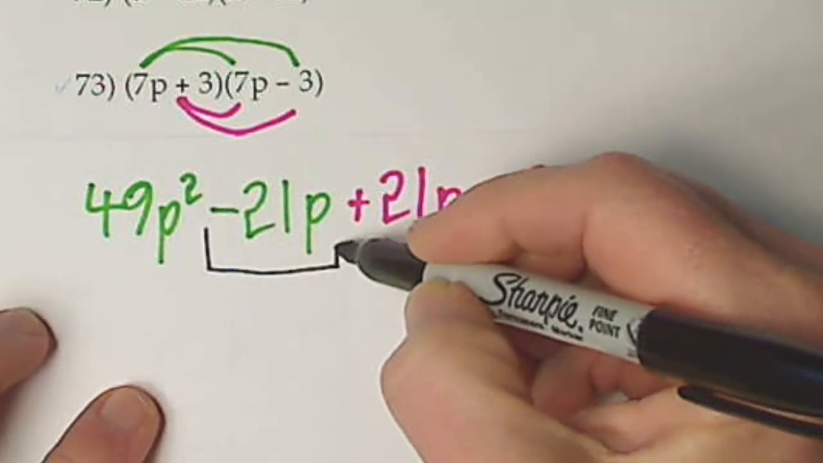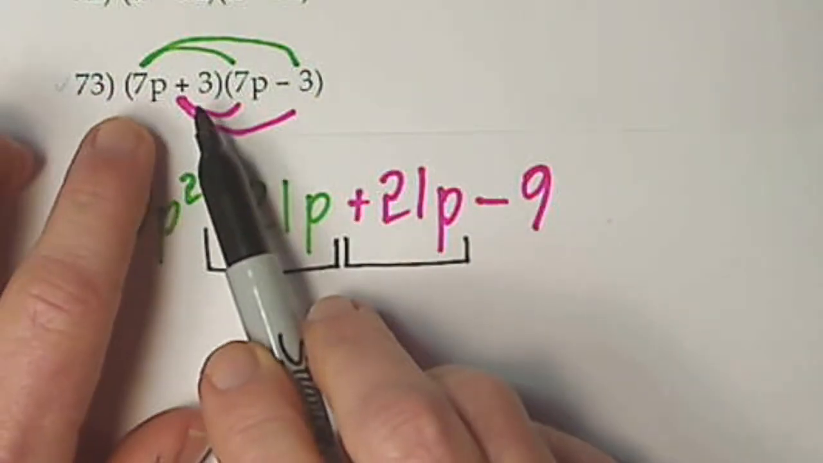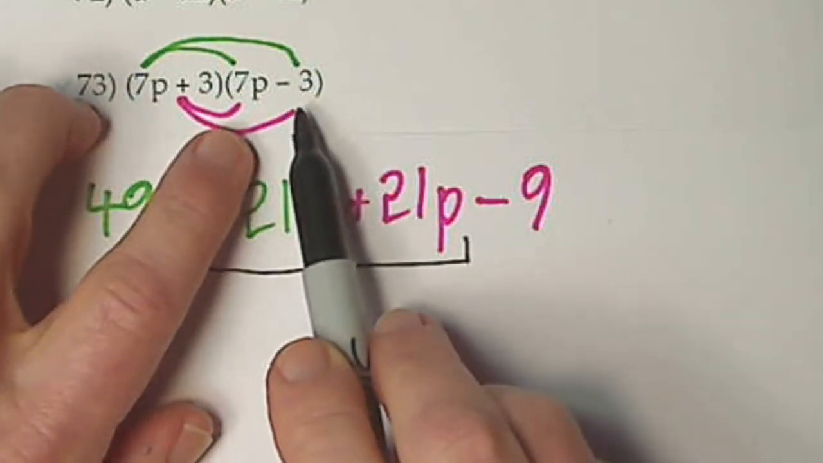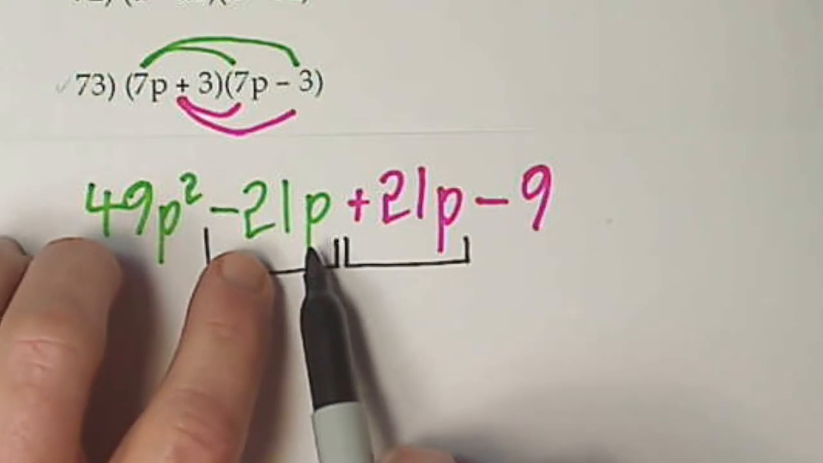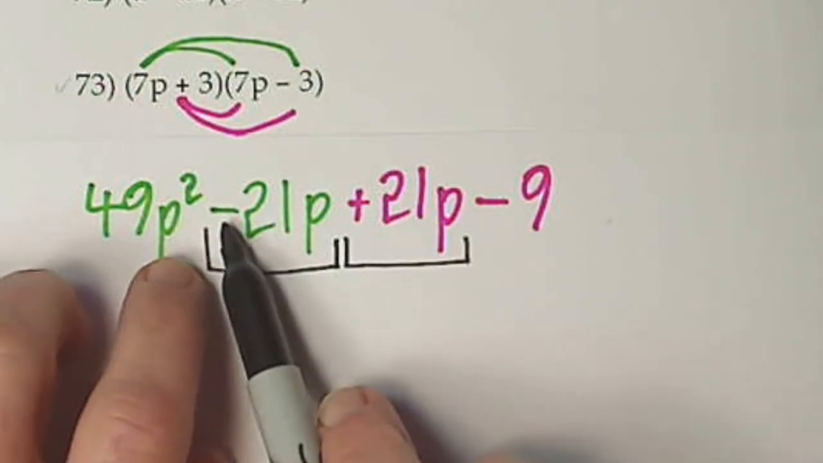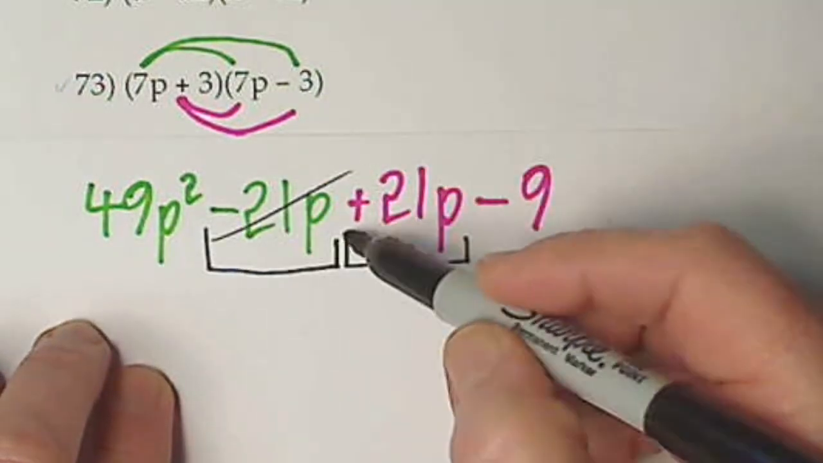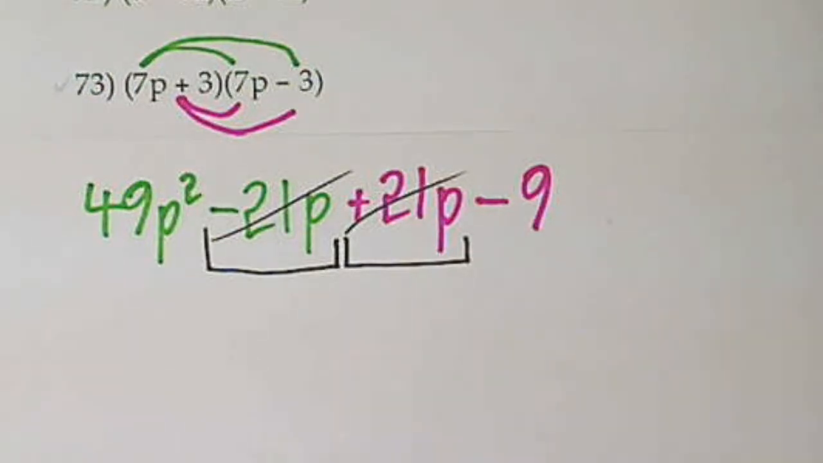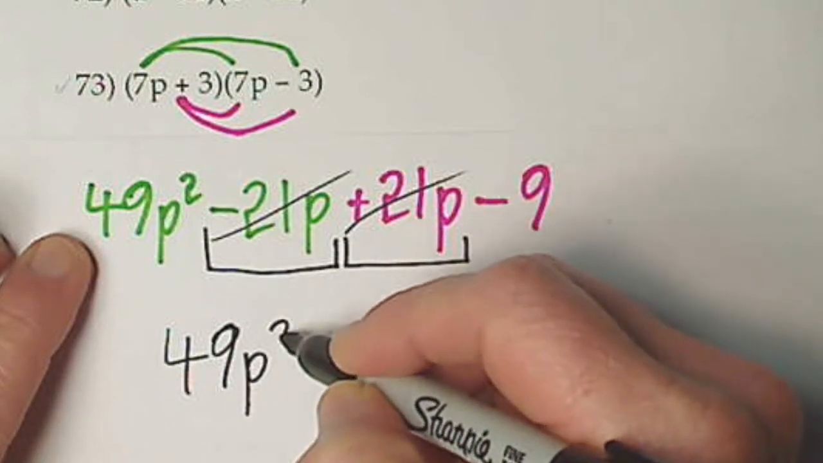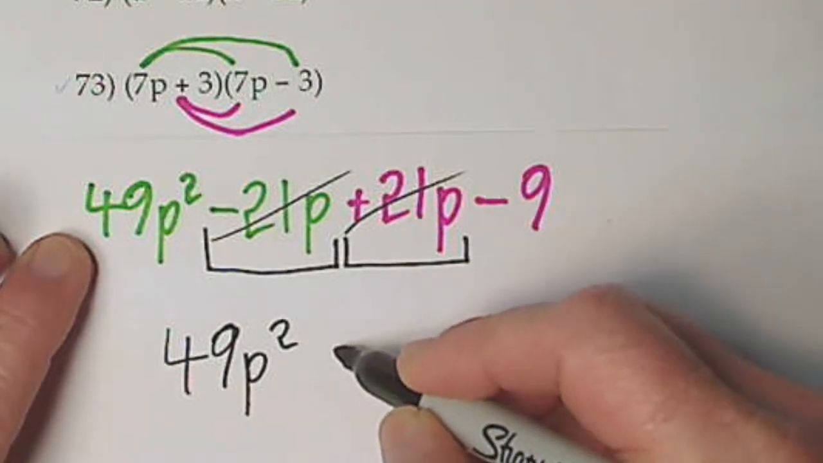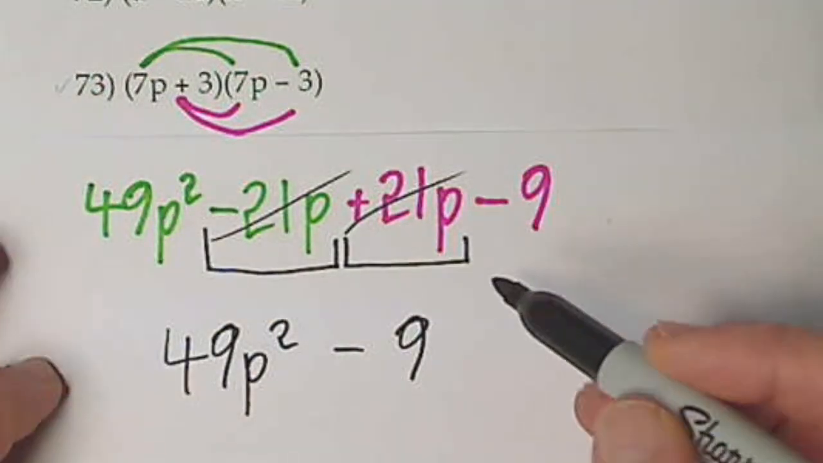Notice these like terms end up sitting in the middle, and remember, both of these binomials were the same except for the sign. Okay, and what happens is you end up with a 21p, a 21p. One of them's negative, one of them's positive. When you combine them, you get 0. So in effect, they cancel each other out. I'm not even going to write the 0. I just bring down 49p squared and this negative 9. Okay, I didn't have to write plus 0, and that was the result of them.